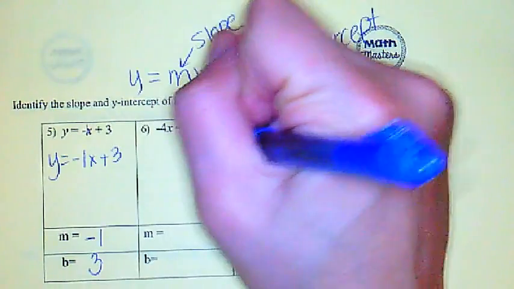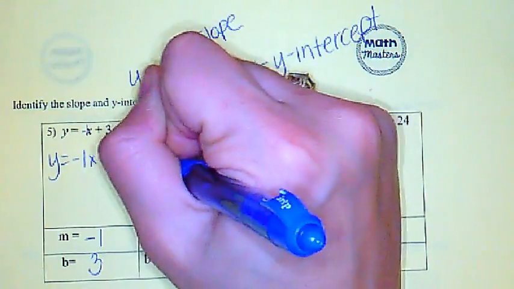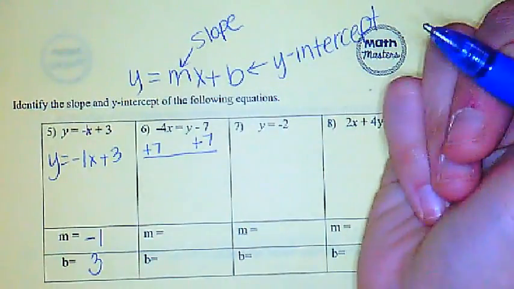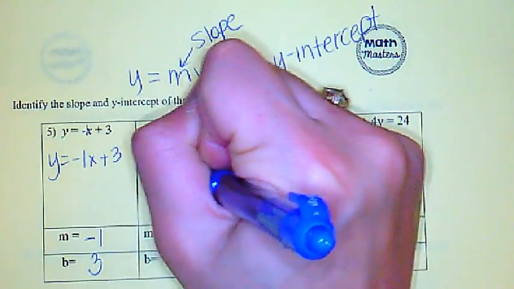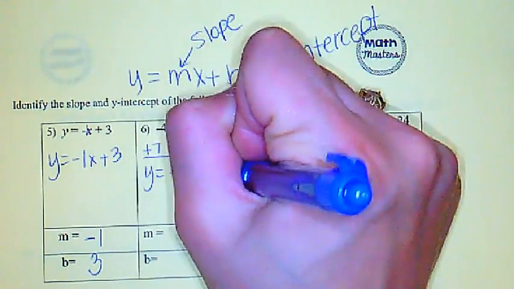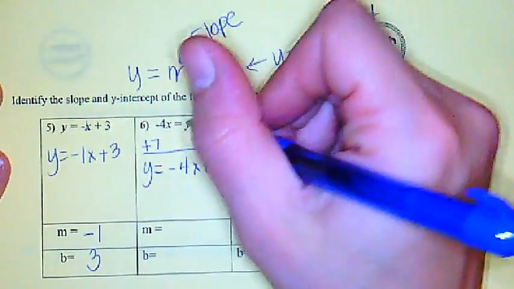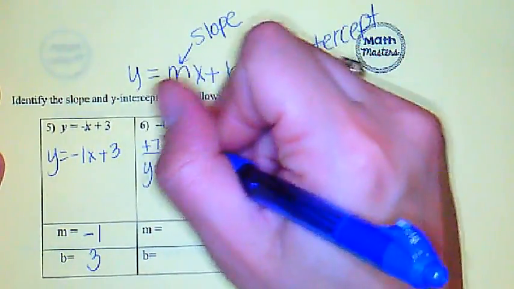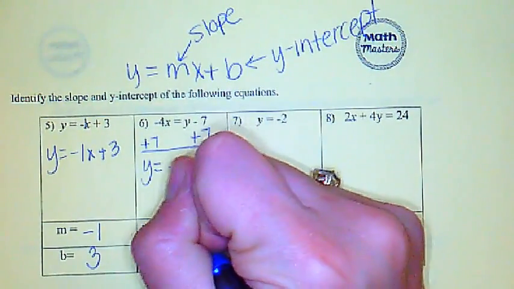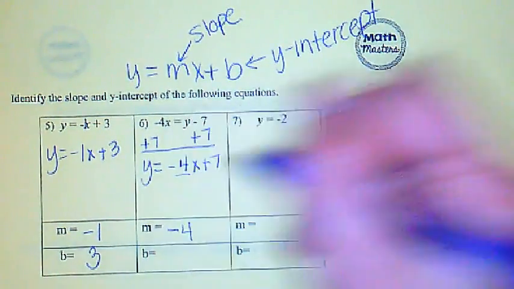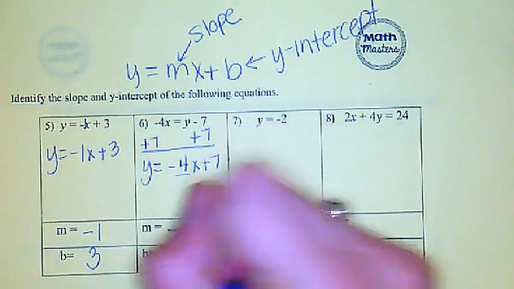Okay, the next one is not in slope-intercept form. Okay, so I'm going to add 7 to get y by itself. So y is equal to -4x plus 7. Remember, I can do that because it's an equation, so it doesn't matter. So I added the 7 over to this side with the -4. Okay, so m is equal to -4 because it's right there. And then b would be 7.